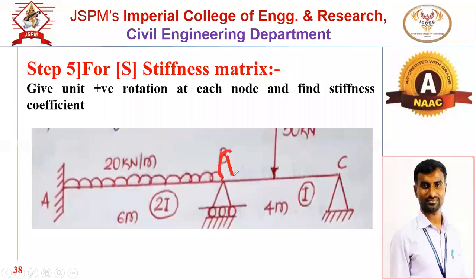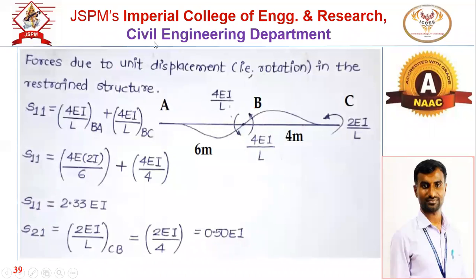This is node 1, this is node 2. Where do we give the rotation initially? At B. Yes, initially at B, get the first column elements S11, S21. After that, give the unit rotation at C and get the second column elements S12 and S22. That we will see now. So give the unit rotation initially at point B. This will be node 1.